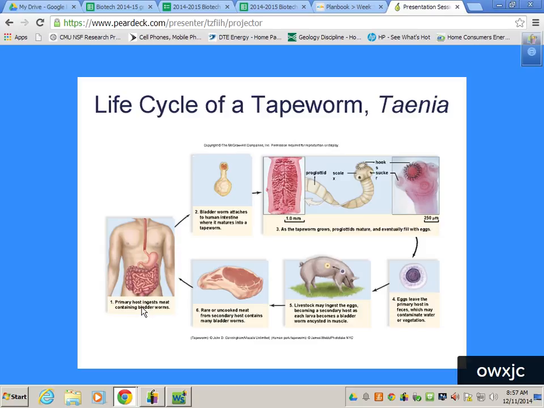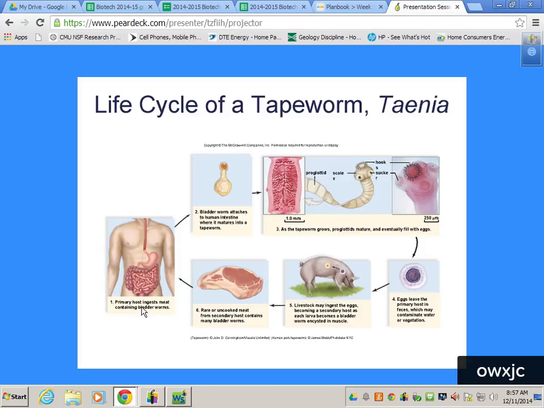Now, animals eat raw meat, so this is pretty normal for animals. And in some countries, even firewood is pretty scarce. So do you think sometimes they're eating these in quasi-raw or undercooked food? Yeah. Okay. So the bladder worm attaches to the human intestine. We talked about that, where it matures into a tapeworm. It's like the beginning of a tapeworm before it has all of these scales and proglottids. Now, as the tapeworm grows, the proglottid matures and eventually will fill with eggs. Yum. Okay.